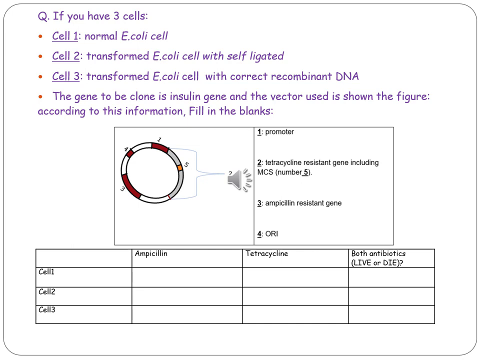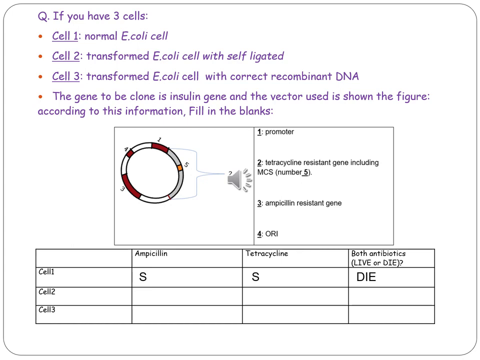So the first cell, cell number 1, which is the normal E. coli cell, we said that it does not have any plasmid, it does not have any recombinant DNA, so it did not gain any resistance feature. For that reason, cell number 1 will be sensitive to ampicillin and it will be sensitive to tetracycline. So if we put them in a media that contains either an ampicillin or a tetracycline, cells number 1 will definitely die.